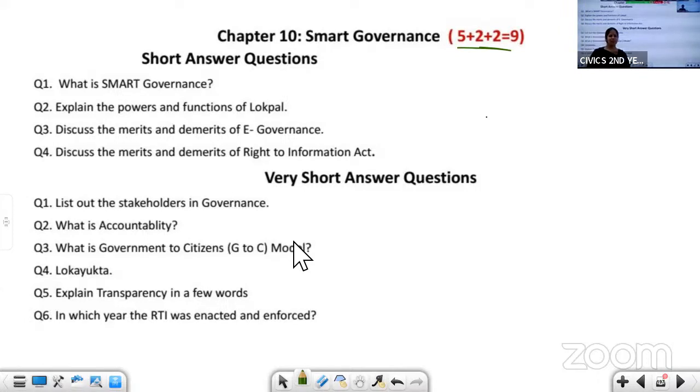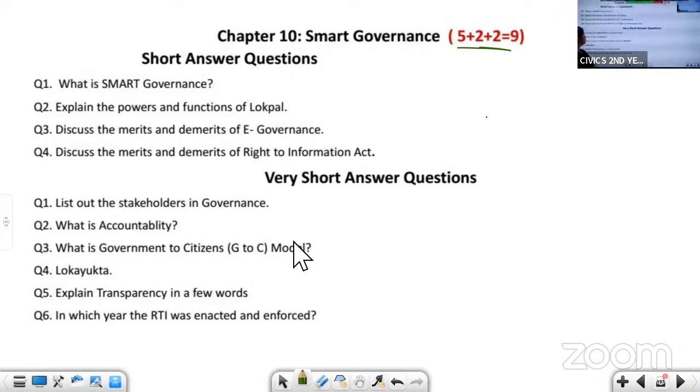Good afternoon, everyone. Welcome back to Civics second year class. Today we will discuss your chapter 10, Smart Governance. The weightage for this chapter is 9 marks. You will get 1 SAQ and 2 VSAQs from this chapter.